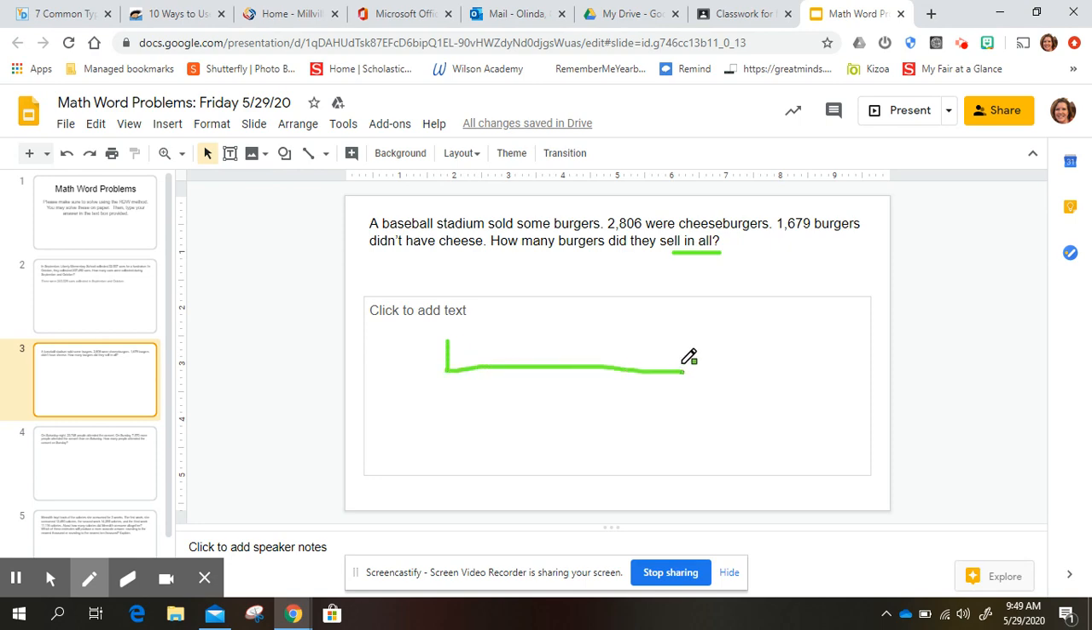I could put that in a tape diagram if I wanted. I'm going to make a bigger box because of two different numbers. I could have 2,806, and those had cheese, so I'll put a C for cheese. And then I had 1,679, and we'll just say no cheese, no C for cheese. And they want to know how many burgers in all. And so to solve that, all I need to do is add these two numbers, and it'll tell me how many burgers there were all together with and without cheese.